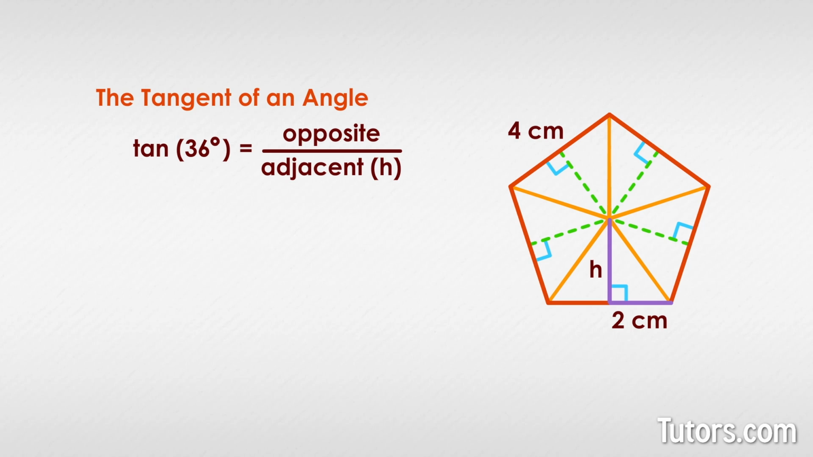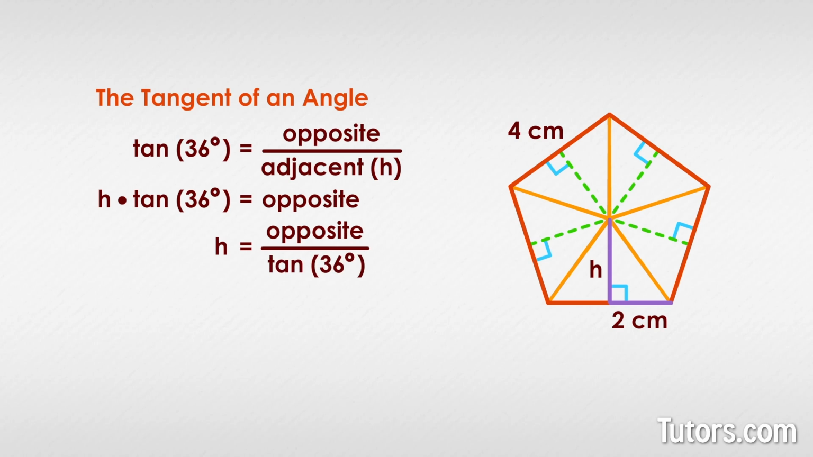Now you use algebra to isolate the h. Multiply both sides by h and get h times the tangent of 36 equals the opposite side length. Divide both sides by the tangent of 36 and you end up with h equals opposite divided by tangent of 36. The tangent of 36 degrees is approximately 0.727. So we have the opposite side, the short leg, of 2 centimeters divided by 0.727.